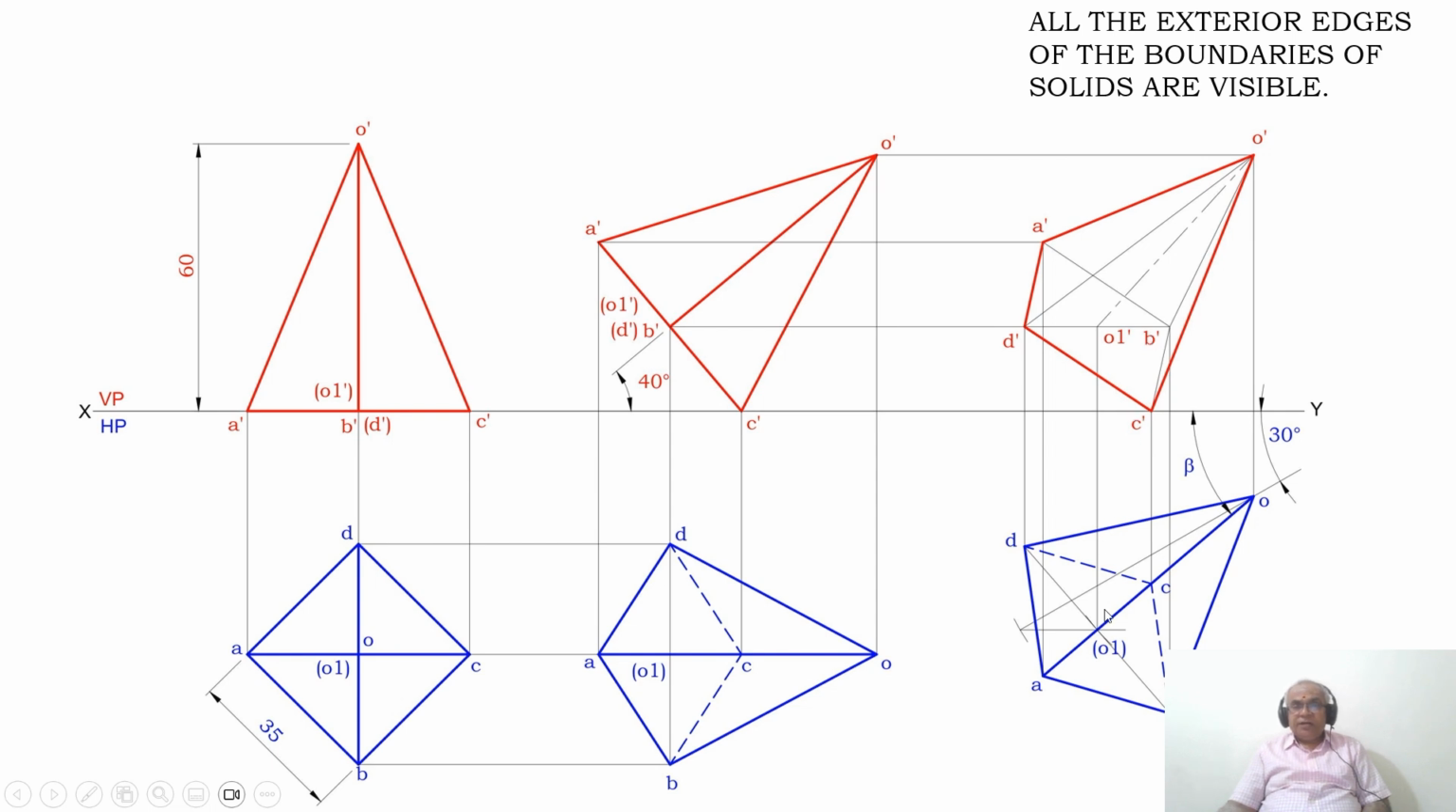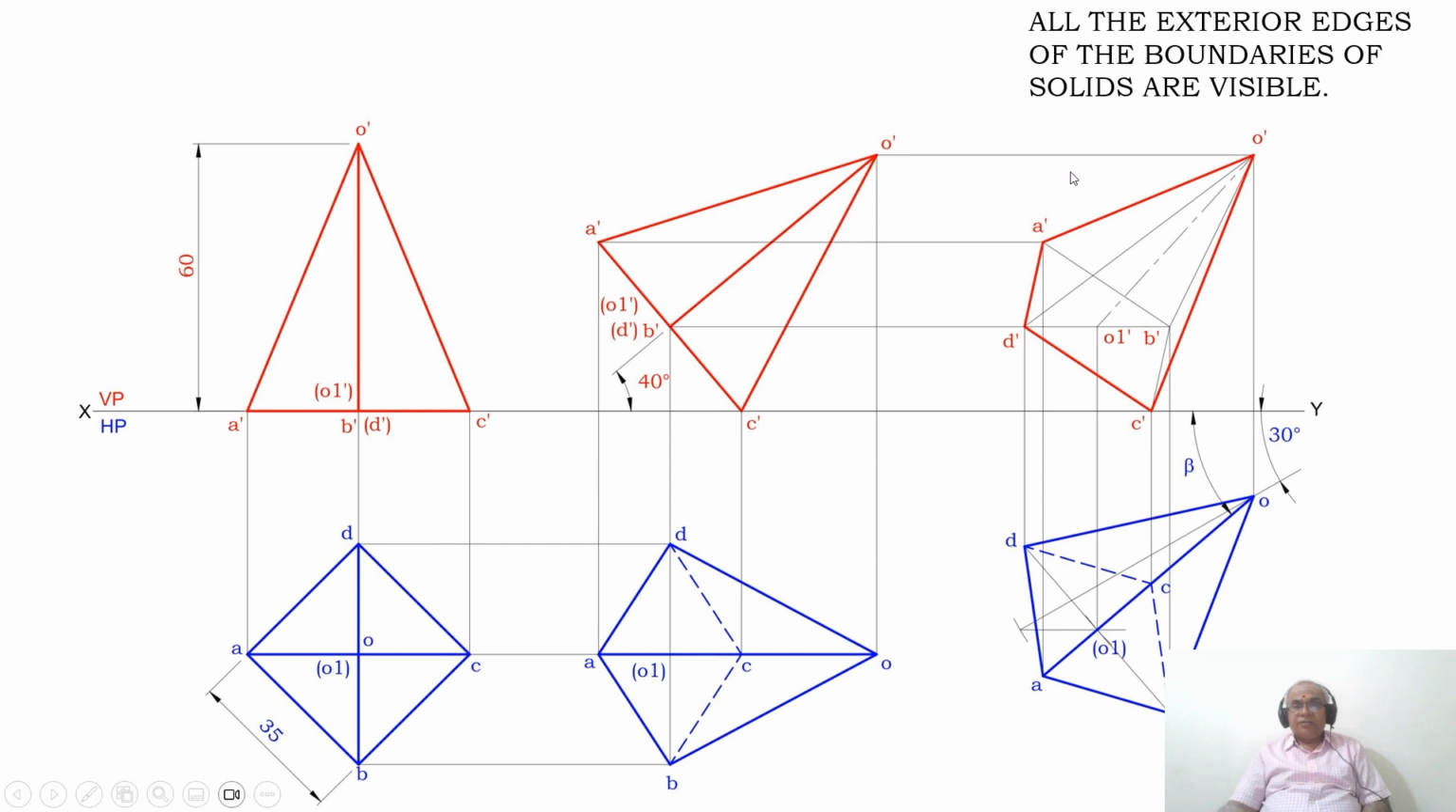Then similarly draw a vertical projector from O1 and draw a horizontal projector from O1 dash within bracket, and these two lines are going to intersect at this point. You mark that point as O1 dash. Similarly, draw a horizontal projector from A dash and draw a vertical projector from A. These two lines are going to intersect at this point. You mark that point as A dash.